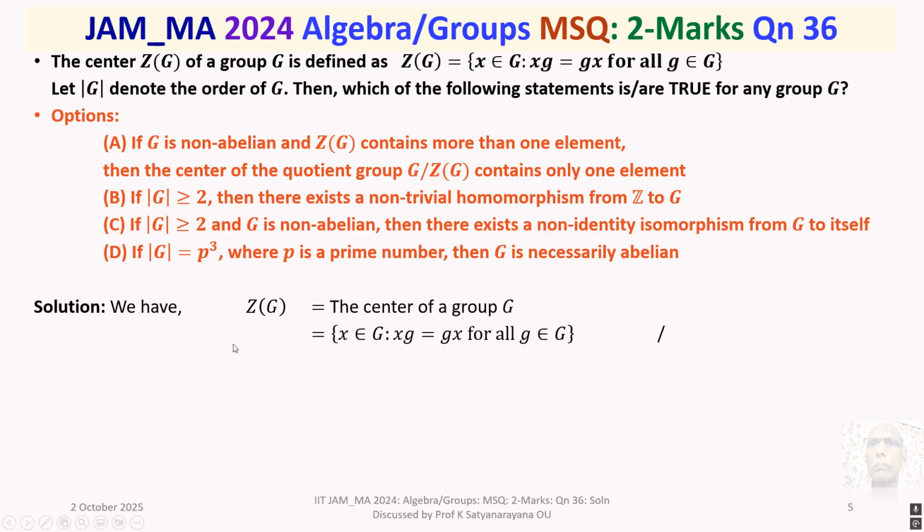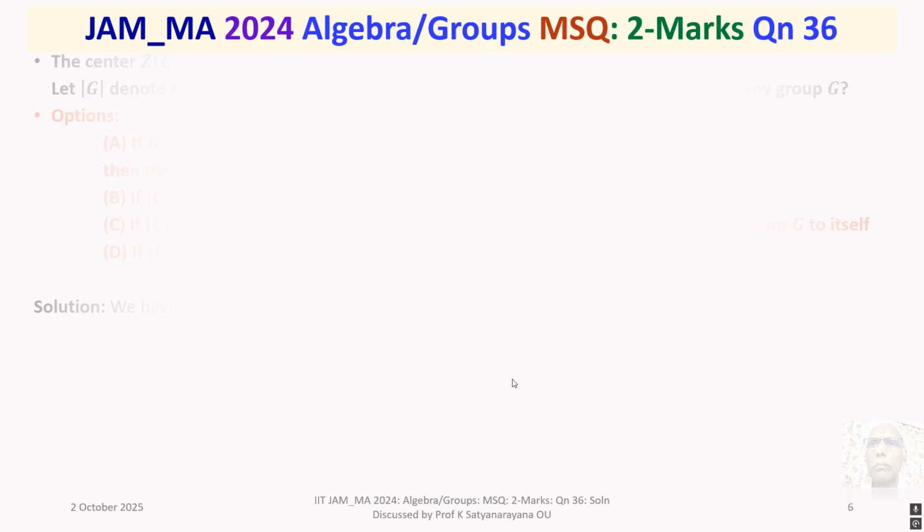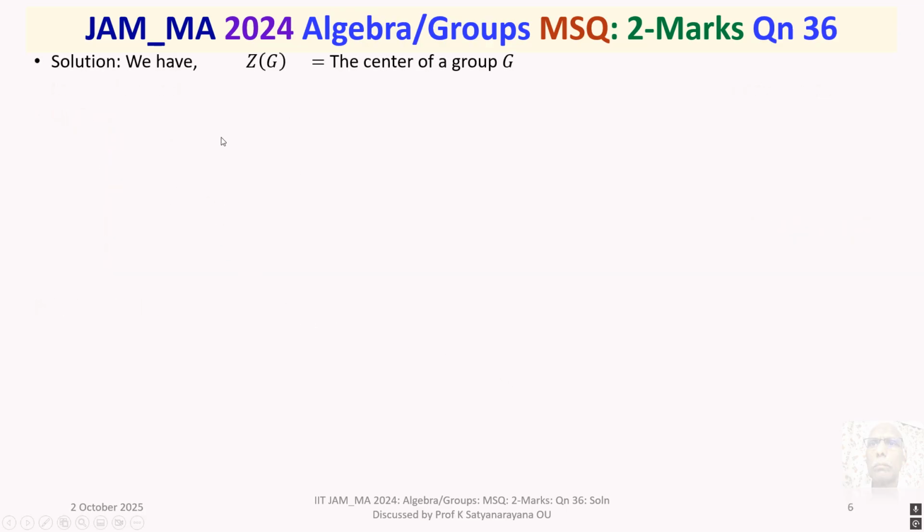This is the definition of the center of G, that is Z(G). It is the set of all those elements x belongs to G such that xg is equal to gx for all g belongs to G. Let's now discuss the solution of the problem in detail. So Z(G) precisely contains those elements of G which commute with every element of G.